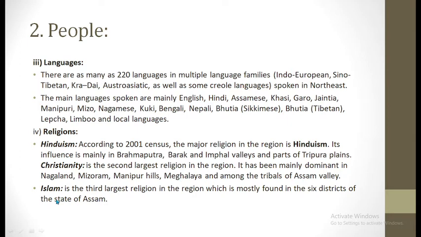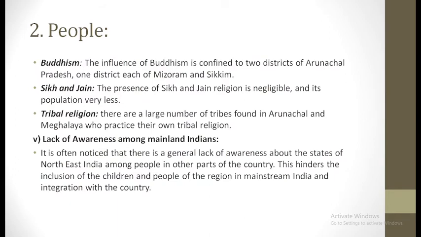Now, the third largest religion in the region is Islam, which is mainly found in a few districts of Assam. Buddhism is also found in various places of Northeast India, particularly in two districts of Arunachal and one district each of Mizoram and Sikkim. As compared to the above religions, the presence of Sikh and Jain religion is negligible.